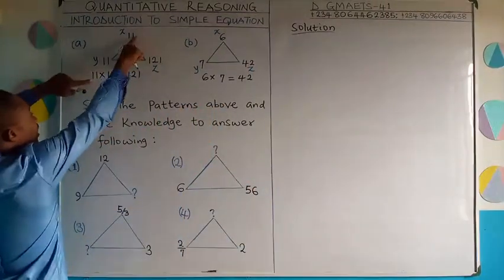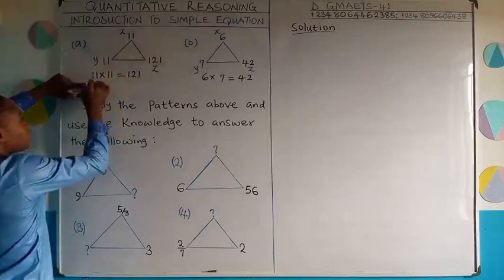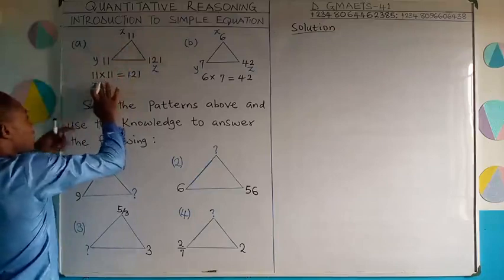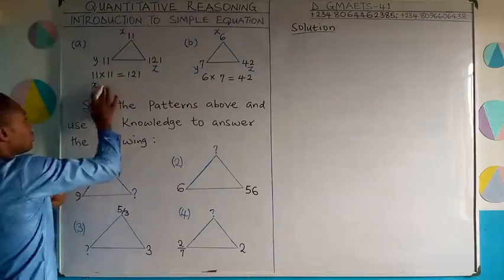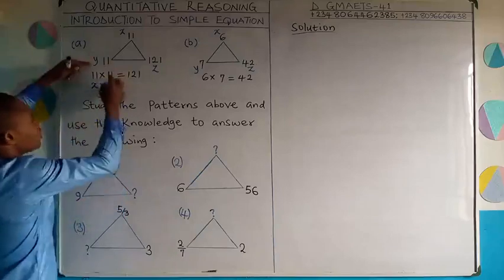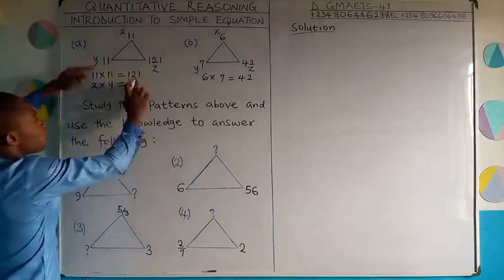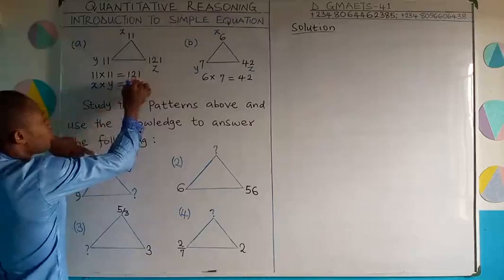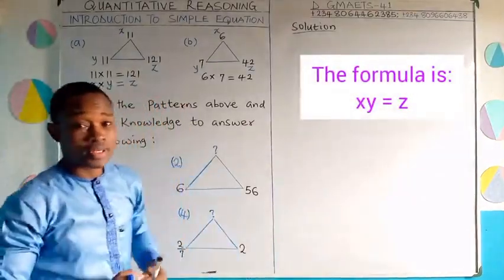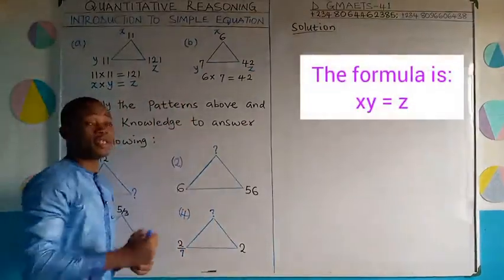This is 11 here, and I use x to replace it. So that side will be x times, let me use a black marker to write it, times the second 11 here, which is y, and that will be equal to 121, which I use z to replace on that side. So that's the formula, x times y equal to z, following the alphabet I used in labeling it.